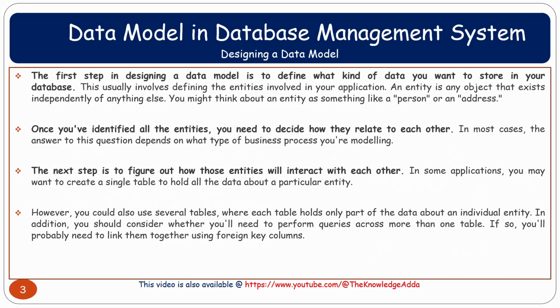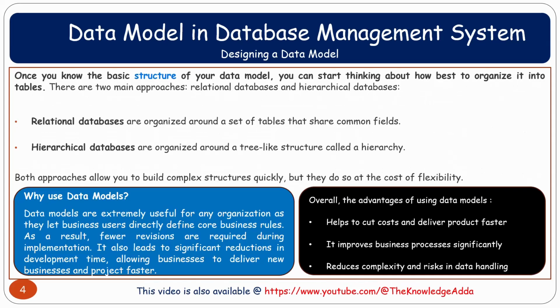So in some applications, you may want to create a single table to hold all the data about a particular entity. You can also create several tables to store the data, where each table holds only part of the data about an individual entity. In addition, you should consider whether you need to perform queries across more than one table. If so, you will probably need to link them together using foreign key columns. As we already discussed, there are two keys, primary key and foreign key. These keys are used to create a relation between the tables.